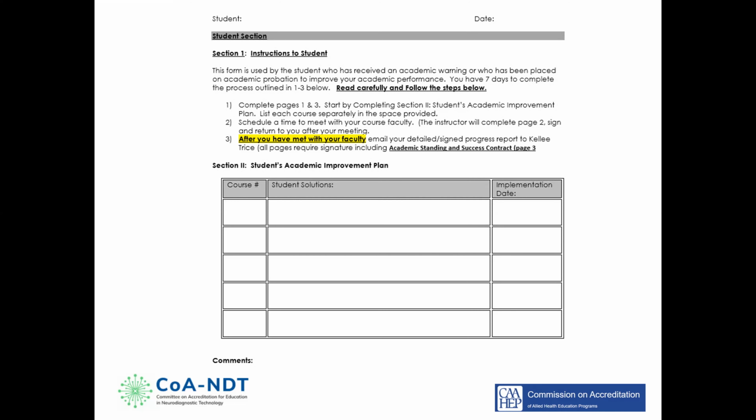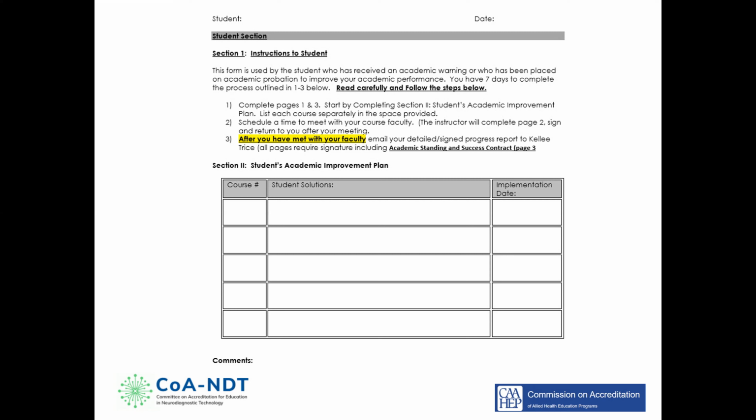So this requires a lot of work. The students have to complete, it's a 3-page form. They have to start by completing it with the course number. I give them their grades when they get this. The faculty gives them the form. They fill out what they think the solution is to their performance or their problems. And it has to be measurable. Like they have to be very specific about what their solution is. It can't be, I'll do better next semester, or I'll start to do my homework. It needs to be specific.